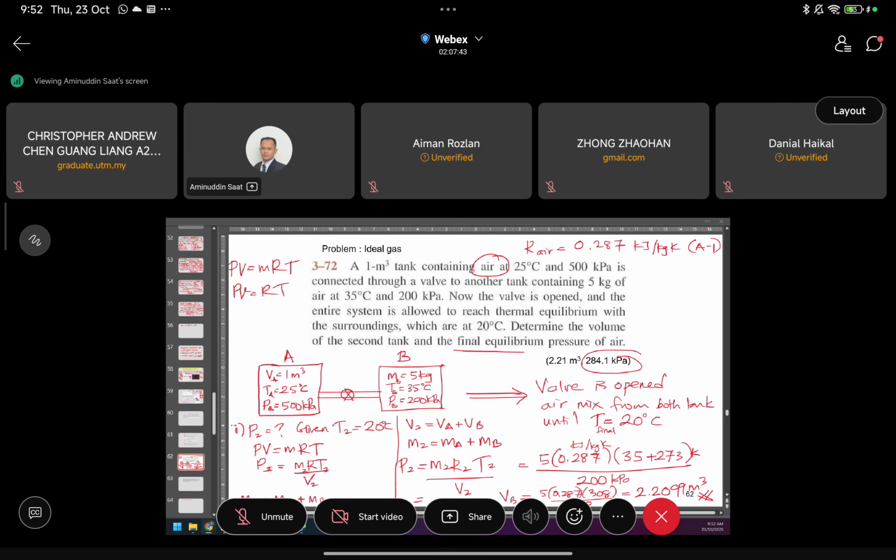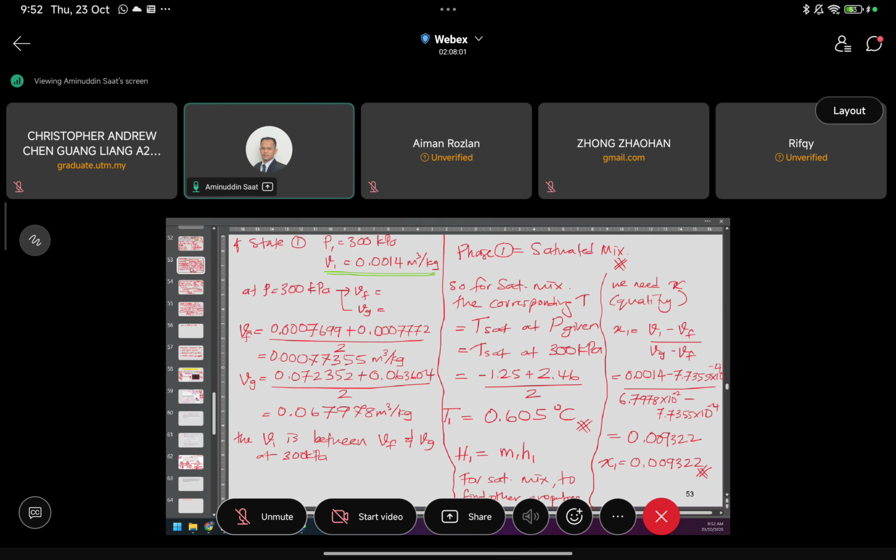Sir, can you give us the working calculation in the WhatsApp group? Which one? The first example, the long calculation. Okay, all right. I will print this one and share it in the group.